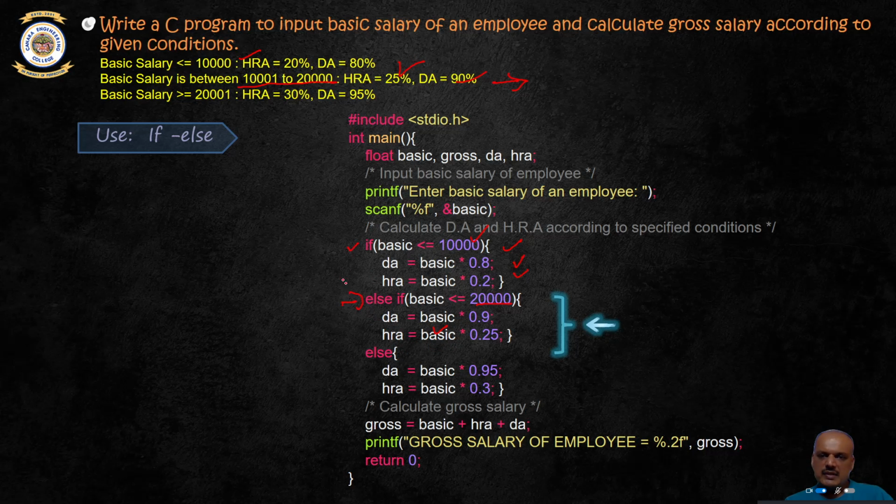Okay, else if these two conditions are not true, then I move into the next condition and calculate the HRA and DA appropriately. After all this piece of code is done, all these conditions are executed up to here. Based on the values of DA, HRA and basic, I calculate my gross, which is outside the control loop. So this is where the control loop ends.